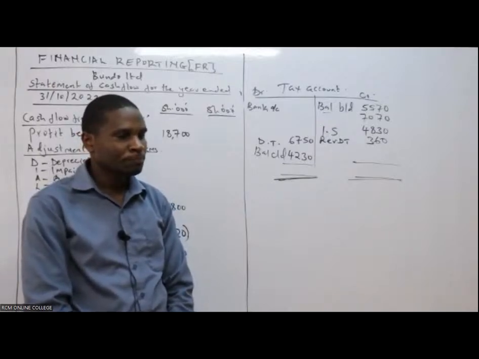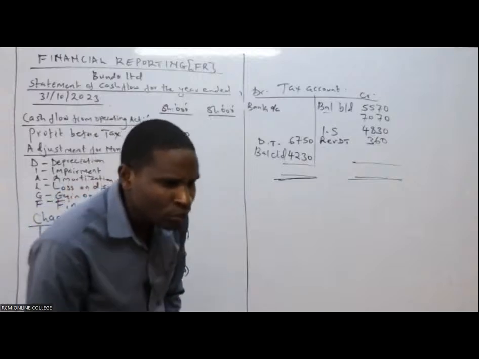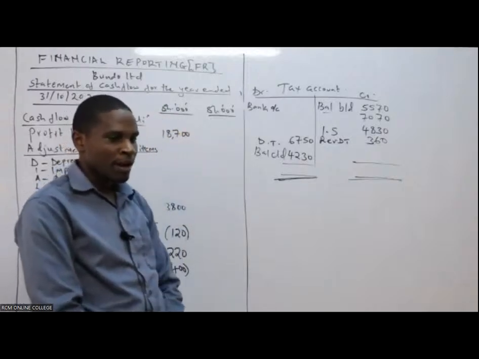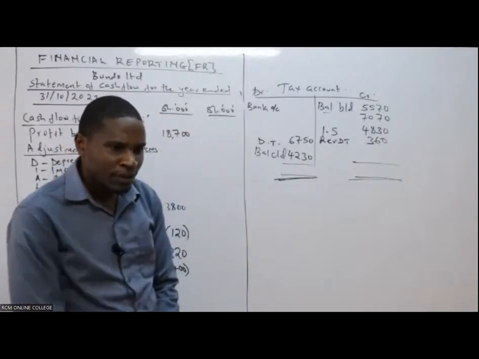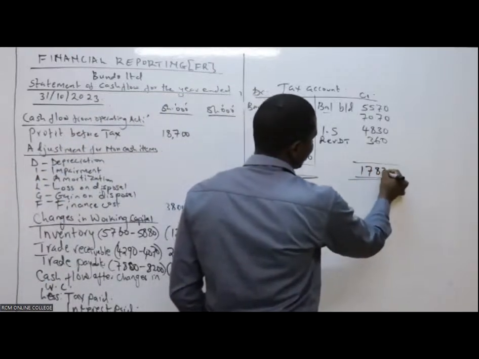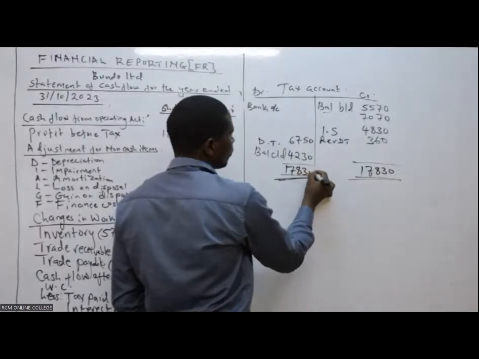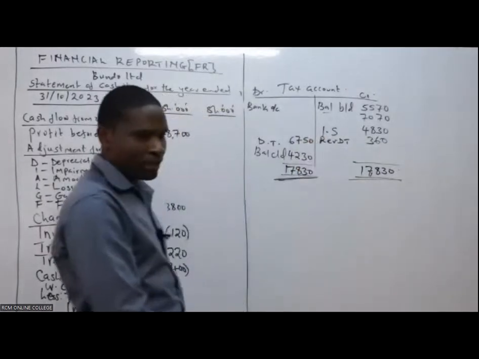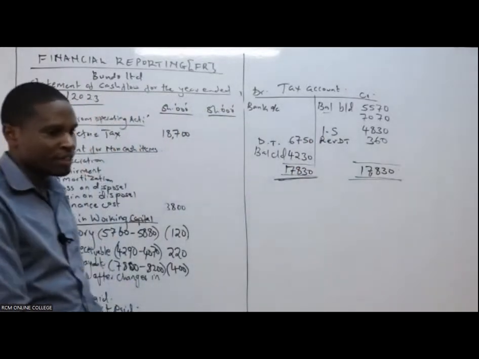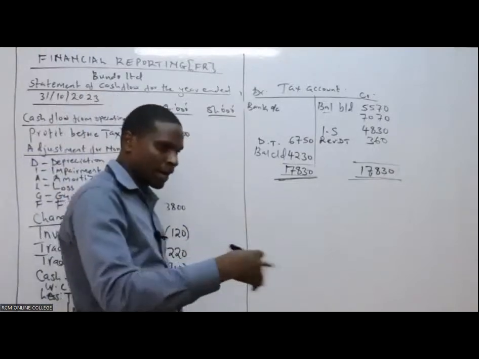What's the total? The total here is 17,830. 17,830, up to here is 17,830. Take out those two so that we get what was the tax that was paid. And something which is paid is reducing our cash.